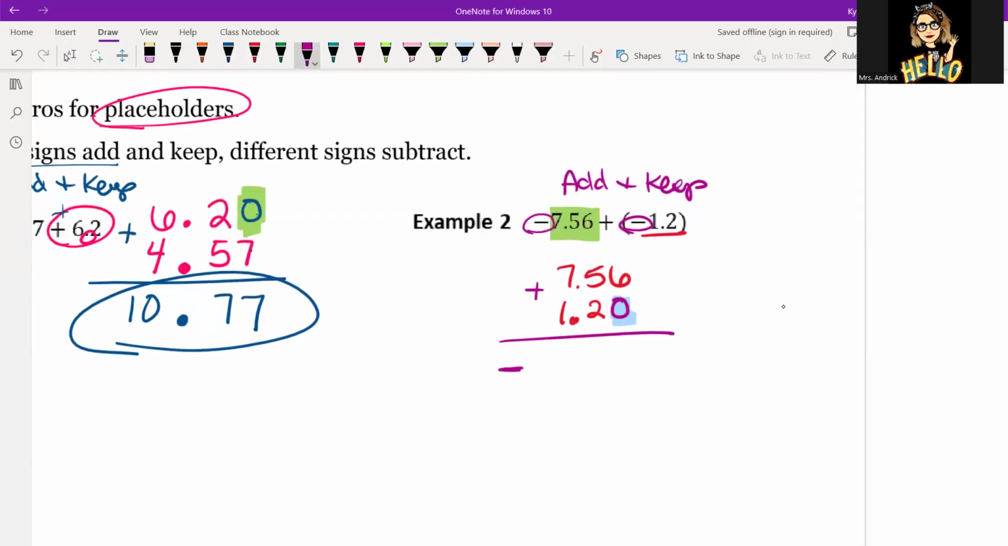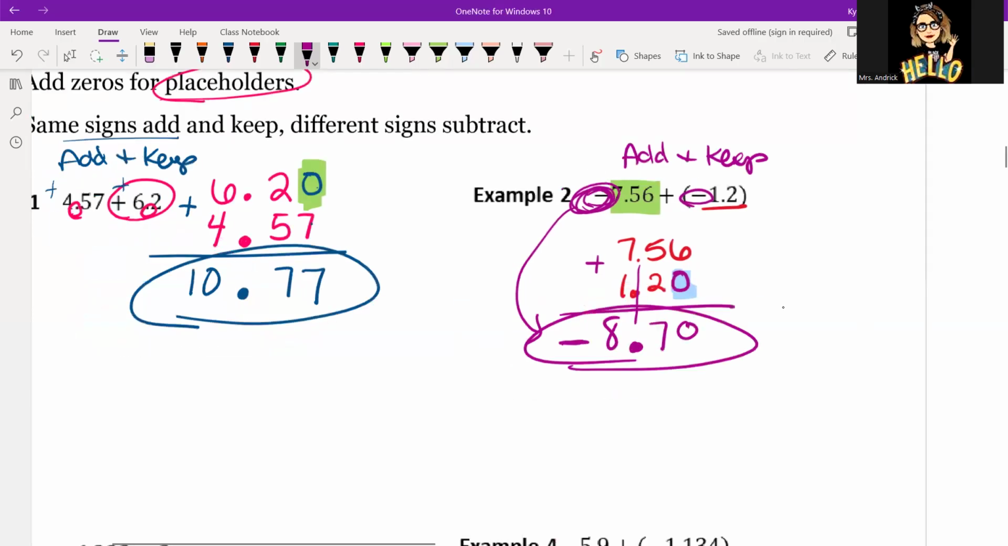At the end, keep it negative. Okay, so 6 plus 0 is 0. 5 plus 2 is 7. Bring your decimal point down. 7 plus 1 is 8. We're keeping the negative sign, so that's why it's negative 8.7. Okay.